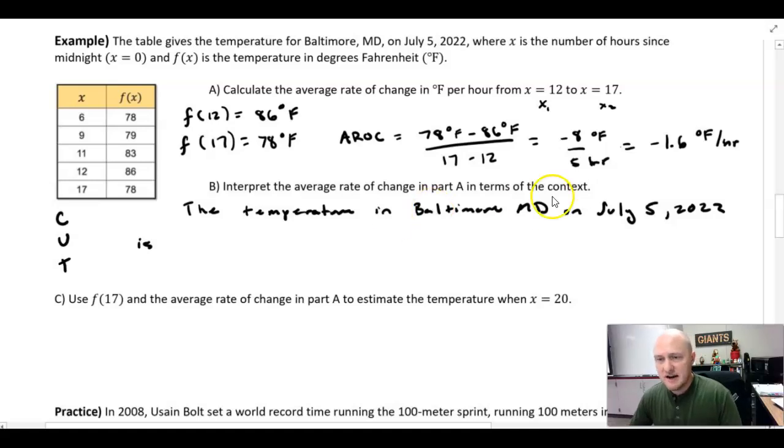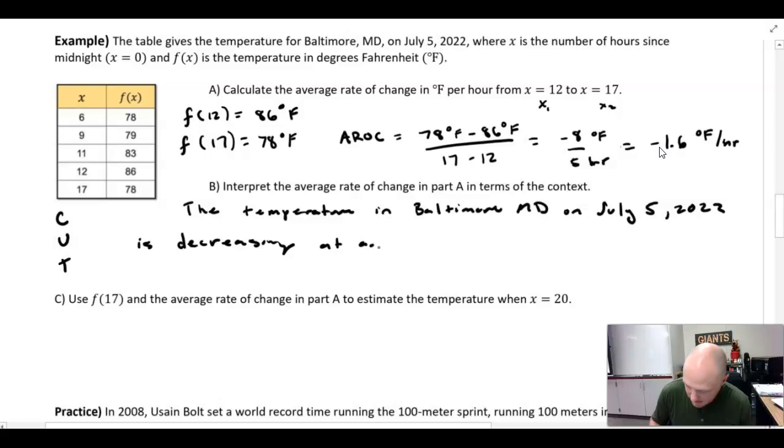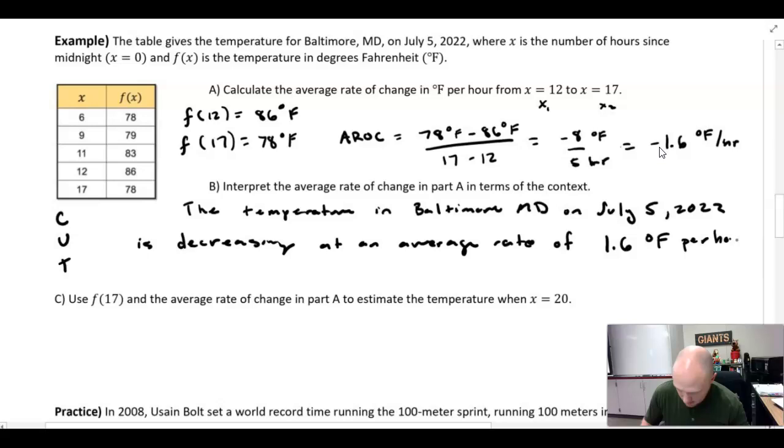Well, this average rate of change, if I'm interpreting it, it's negative. That means the temperature is going down. It is decreasing at an average rate of 1.6 degrees Fahrenheit per hour. There's my units, okay, and then time.